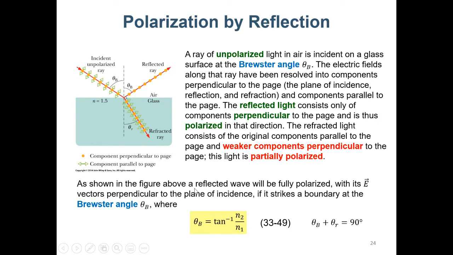As shown above, the reflected wave will be fully polarized with its E vector perpendicular to the plane of incidence if it strikes the boundary at the Brewster angle. It also satisfies that this angle is 90 degrees. Why is it like this? Let me see if I can derive it.